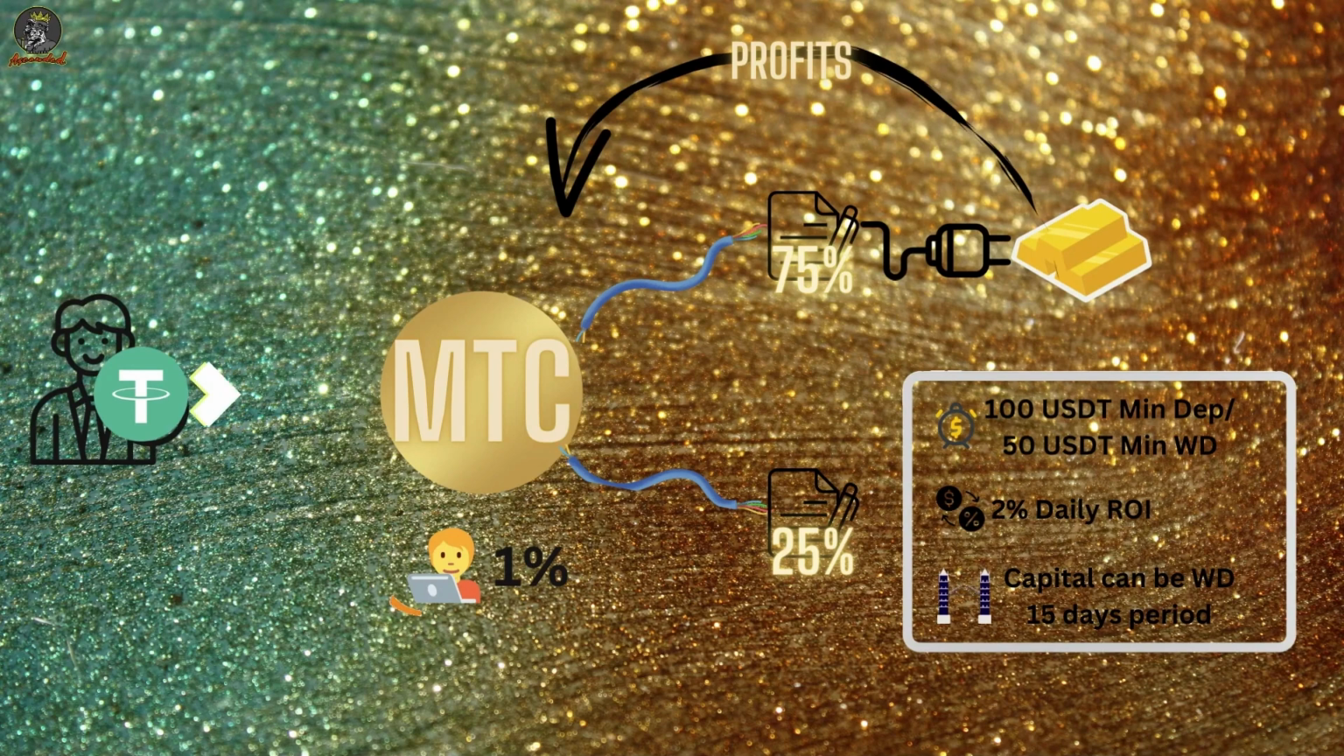You can reinvest, and there's a 2% daily ROI. That's what the DApp will give you, and your capital actually can be withdrawn after 15 days, if you decide to do so. It's going to be your whole capital, not partially. And if you want to enter again, it's going to be from another wallet.